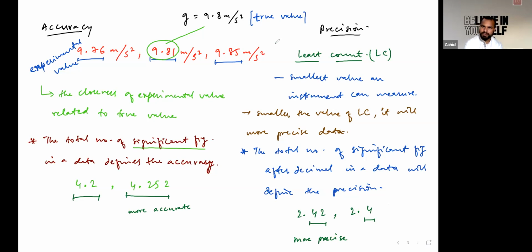In precision, you may also remember it will define the closeness of experimental data within themselves. So it defines closeness of experimental data within themselves. I'm giving one more example related to this.